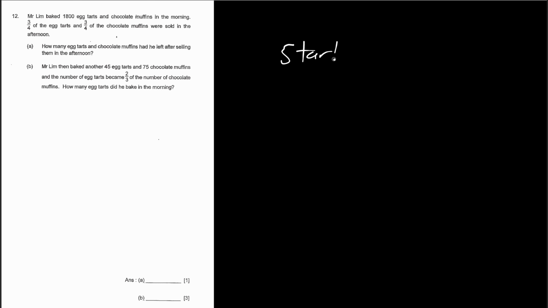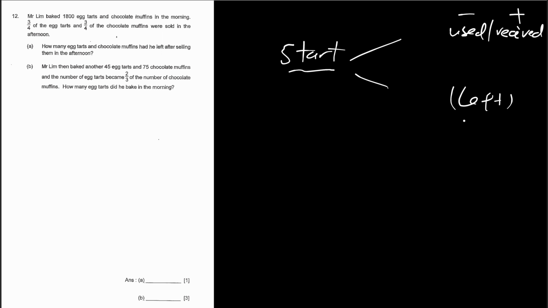Have something to start with, right? Okay, and then you branch out. When you branch out, it is either used or received, right? It depends whether it's used or received, because use means you minus from the start. If you received, you add to the start. Then after that, ultimately you have something left, right? Does it make sense? Yeah. So this is the structure.